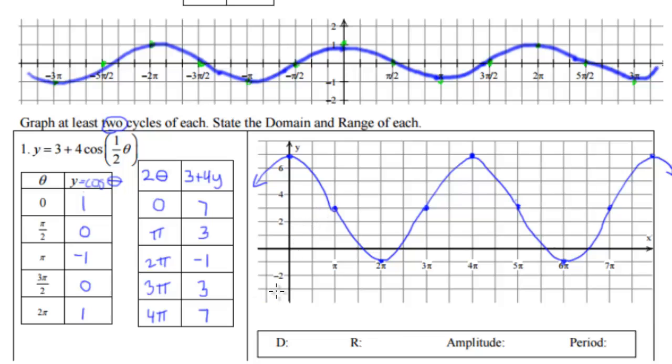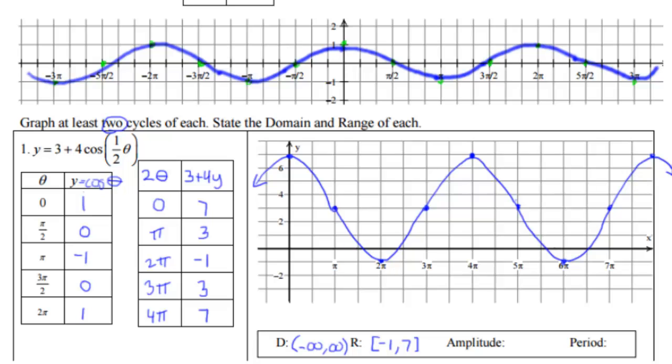Okay, so domain is all real numbers, or -infinity to +infinity. The range, the smallest y value is -1, and the highest y value is 7.